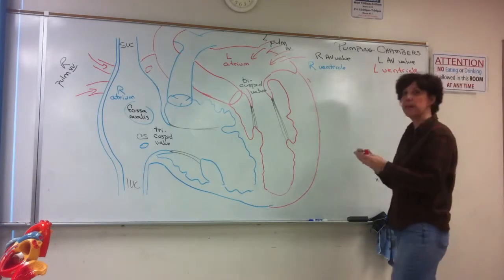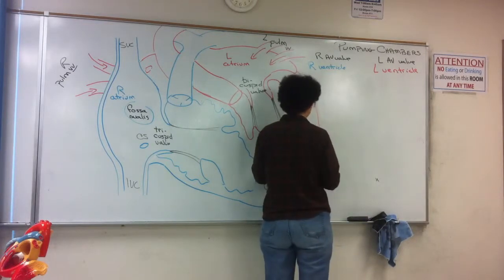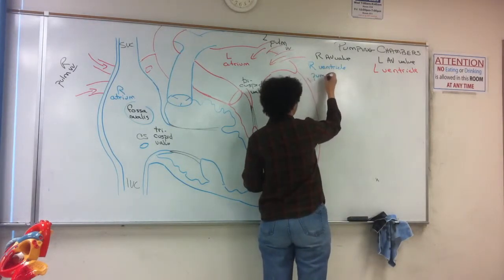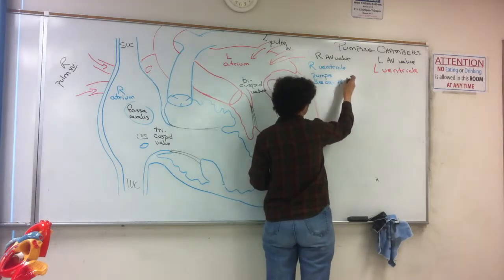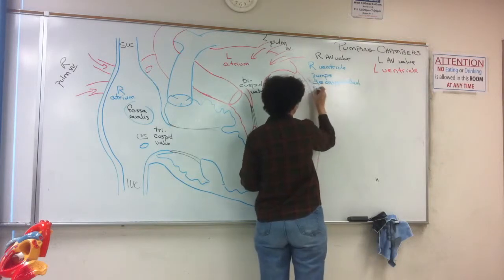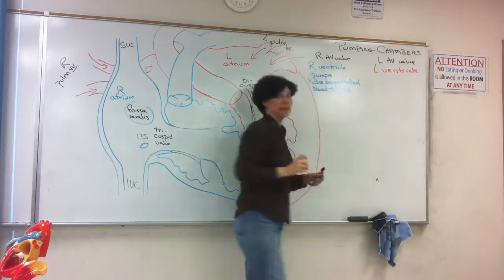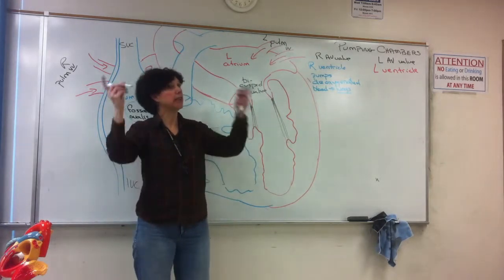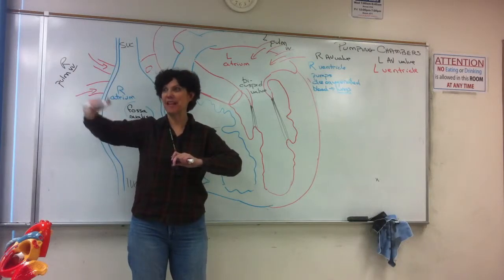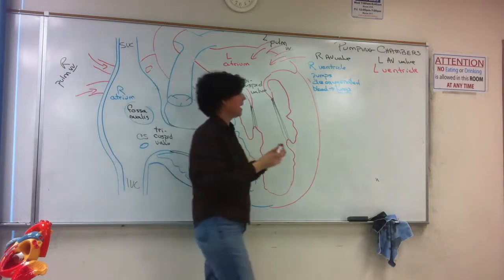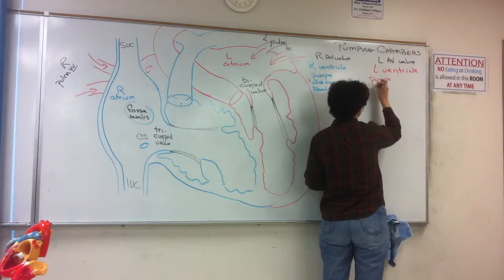So the right ventricle is pumping deoxygenated blood to the lungs. That blood returns to the heart via the pulmonary veins to the left atrium, goes into the left ventricle, and now the left ventricle is pumping oxygenated blood to the body.